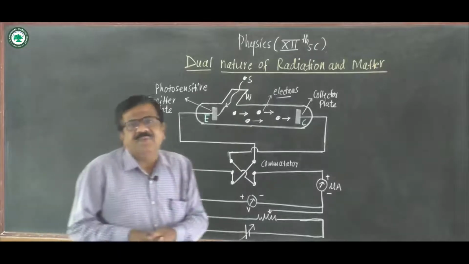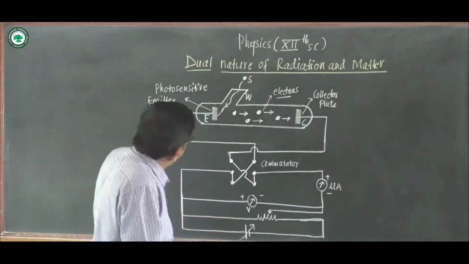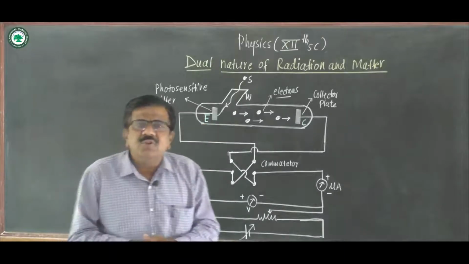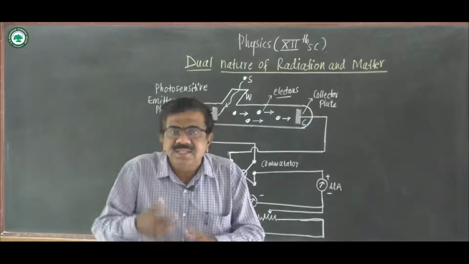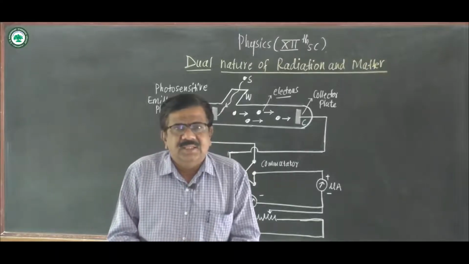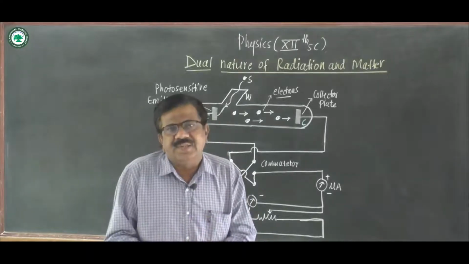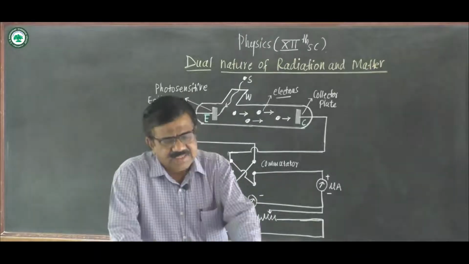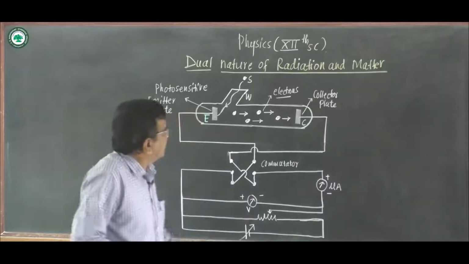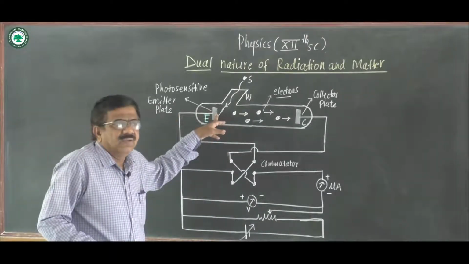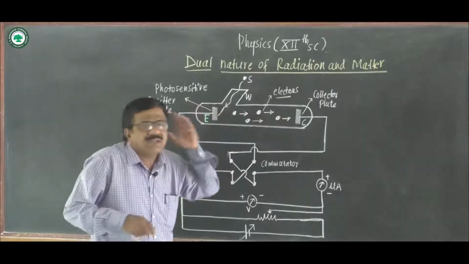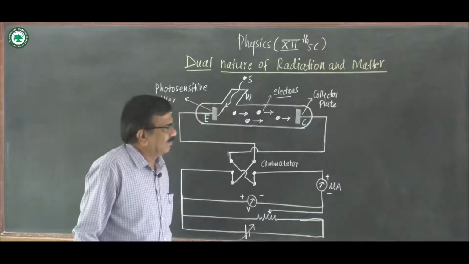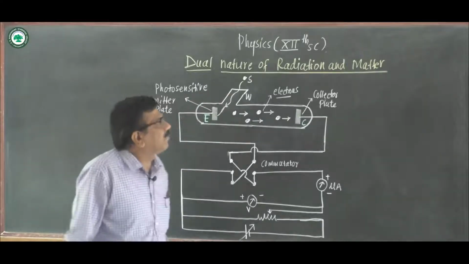Now we know the photoelectric effect: the emission of electrons by a metal surface when radiation of suitable frequency is incident on it. That frequency we call the threshold frequency, nu zero. The definition of threshold frequency is the minimum frequency of incident radiation for which photoelectrons are emitted from the emitter. This is the photoelectric effect we know.